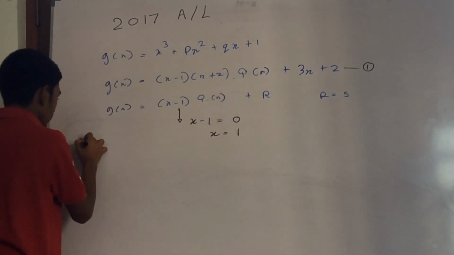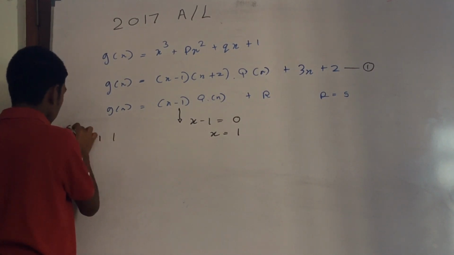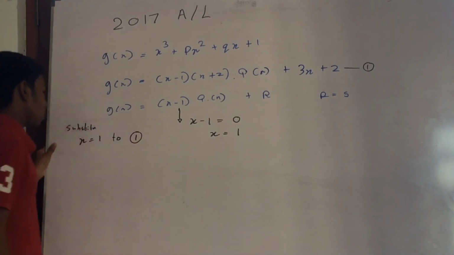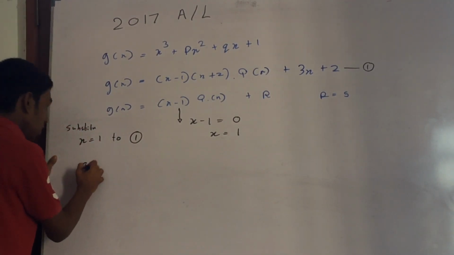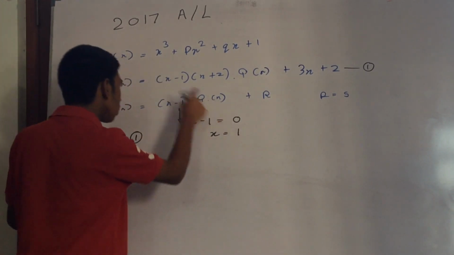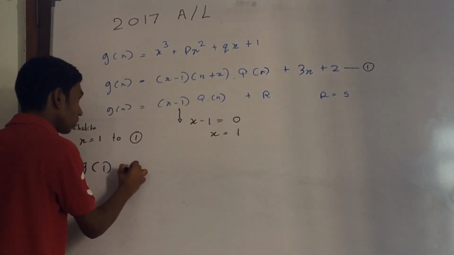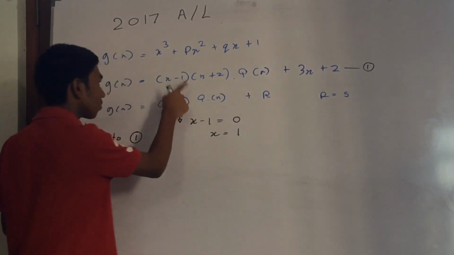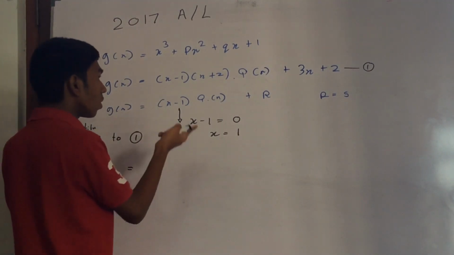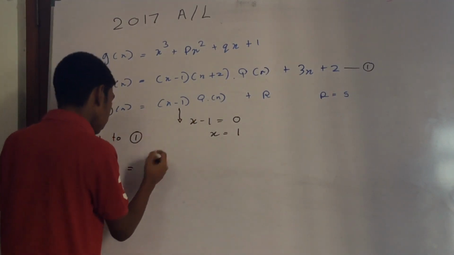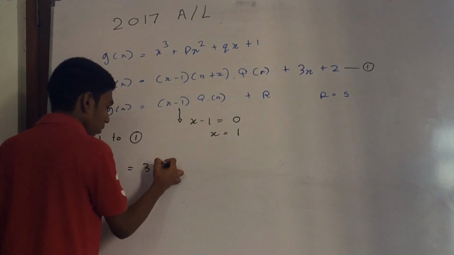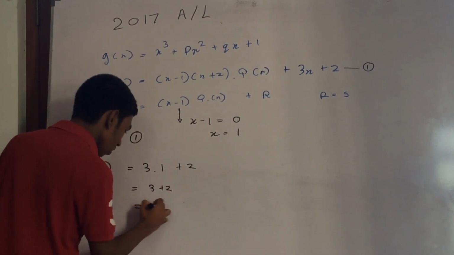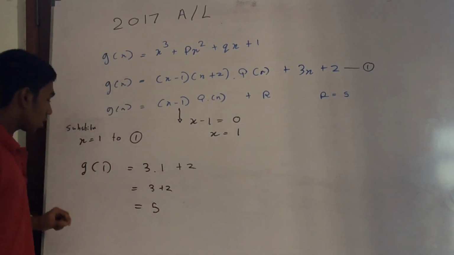So x equals 1, substitute x equals 1 into the first. So it will be g(1) is equal to (x minus 1)... So here x is 1, so 1 minus 1 is 0, 0 into quotient is 0. Then 3x plus 2, x is 1, 3 into 1 is 3, plus 2 is 5. So we got the remainder as 5.